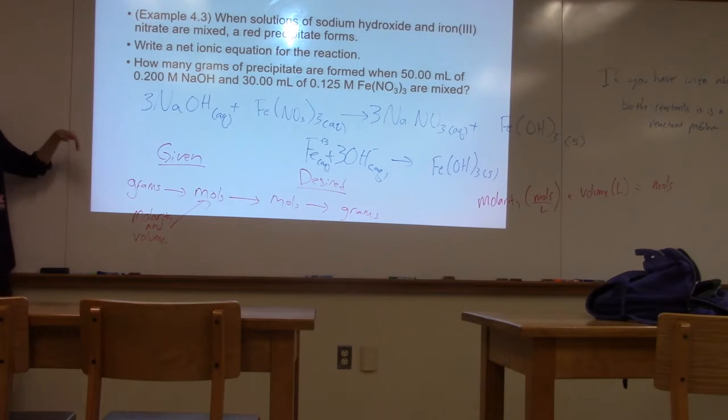All right, so we're starting with 50 milliliters of 0.2 molar NaOH. And Tiffany, you had the right idea about what to do here. We've got 50.00 milliliters.